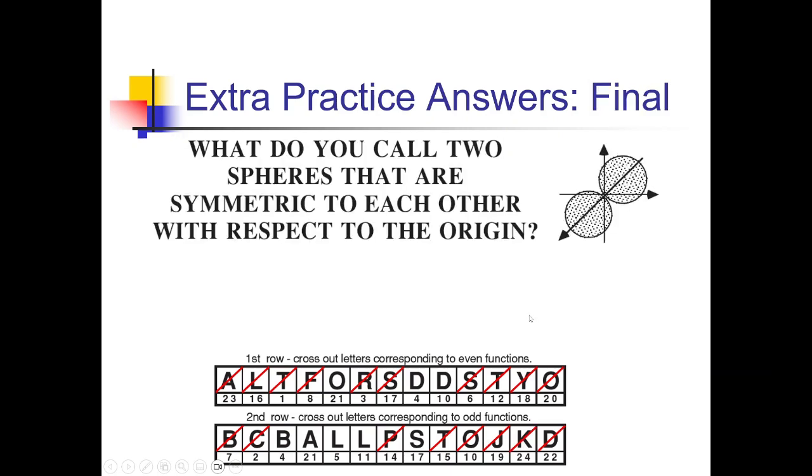I'm ready to solve the puzzle now. I've crossed off everything I could based on the 24 problems they gave me. So again, the riddle is, what do you call two spheres that are symmetric to each other with respect to the origin? Looking at our leftover letters, in the top row we've got ODD, that's odd. And then in the bottom row we've got BALLS, that's balls. So we have odd balls. They're balls, and it's odd because they have origin symmetry, right?